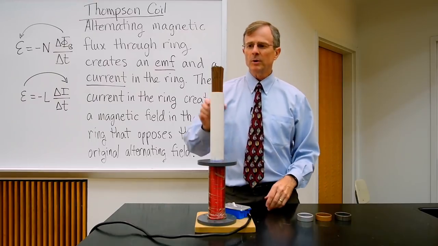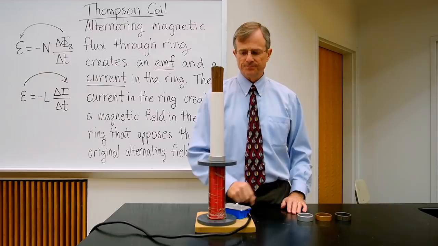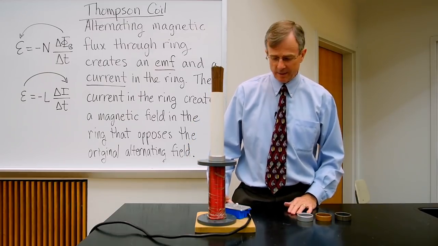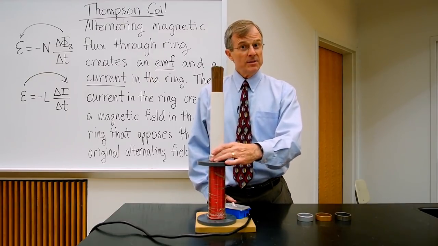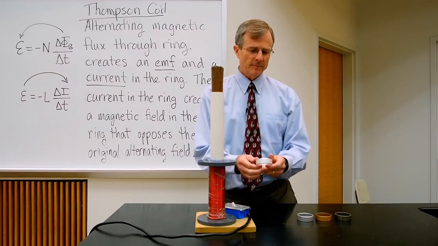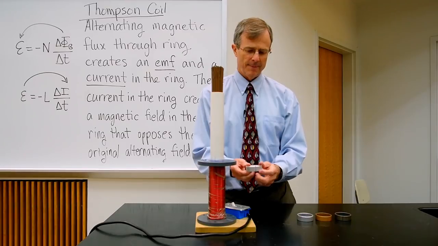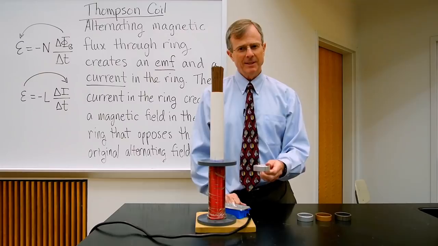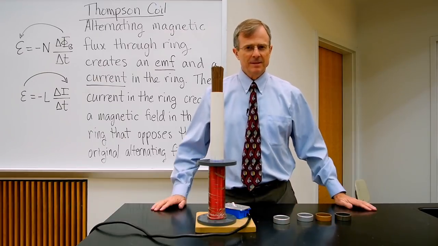And finally, I got one more aluminum ring that I want to put on here and try out. As you can see, this one fails utterly to fly. The reason, we've got a slit in the ring that prevents any current in the ring and therefore prevents the magnetic force from pushing it up. That's the Thomson coil.